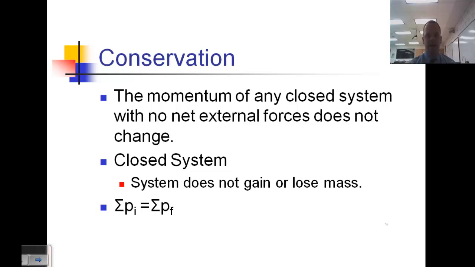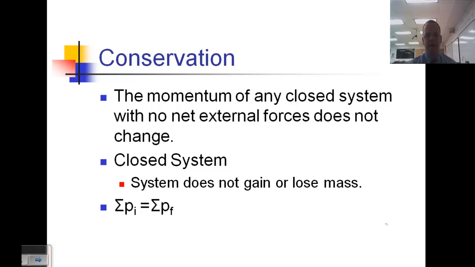The best summary of the conservation of momentum is sigma pi equals sigma pf. Sigma means sum of. Mathematically, the sum of all the initial momentums of every object in our system is equal to the sum of the final momentums of every object in our system.